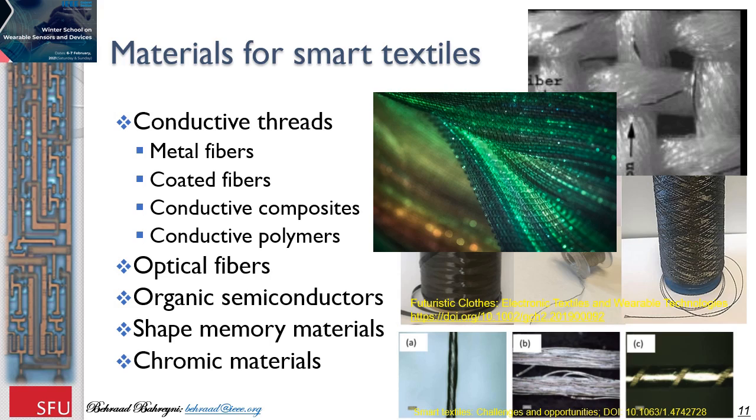And then you have chromic materials, and these are materials whose color changes in response to some stimuli. It could be a chemical stimulus, thermal stimulus, or maybe an electrical signal that commands a change in color to a corner of this small textile.